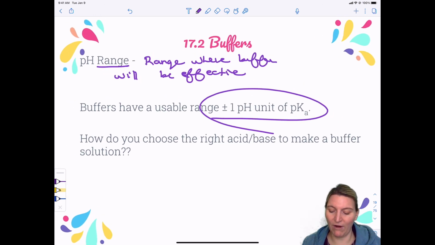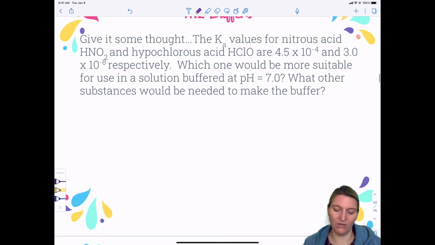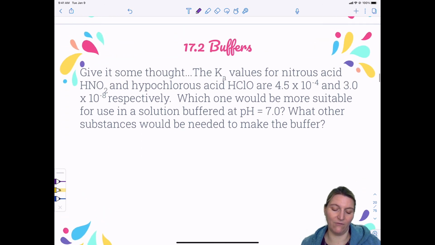So how do you choose the right acid and base to make a buffer solution? You want to look at the pKa and find the pKa that matches your target pH. And that's what this question is. The Ka values of nitrous acid and hypochlorous acid are given there. Which would be more suitable for a solution buffered at pH 7? What other substances will be needed to make this buffer?